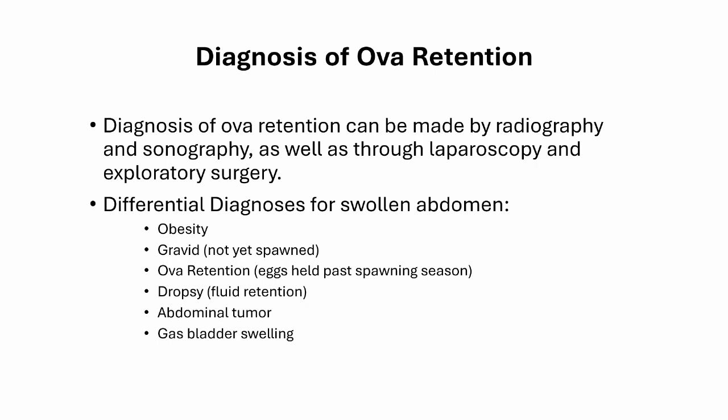Dropsy is a name for ascites or edema where fluid is retained, and that can be caused by kidney disease. So instead of seeing this belly full of eggs, you might see a belly full of fluid. Abdominal tumors can occur from different organs, the liver, the kidney, but often with the gonads, so gonadal sarcomas. And I've seen cases where it looked like the abdomen was swollen and we thought it was an egg binding case, but it turned out to be an abnormally large gas bladder. So there are some other things that can cause abdominal swelling, and it's helpful to get x-rays to determine what it is.